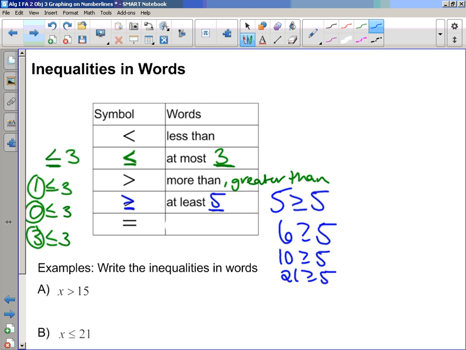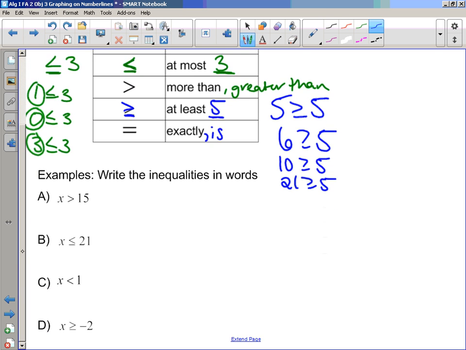Now, equals is not an inequality, but it is still a symbol. And we could also use the words exactly or is. So just to remind you that if I use the word exactly, that means it has to be all the way equal, not an inequality symbol. So let's practice with this. x is greater than 15. That means numbers more than 15.